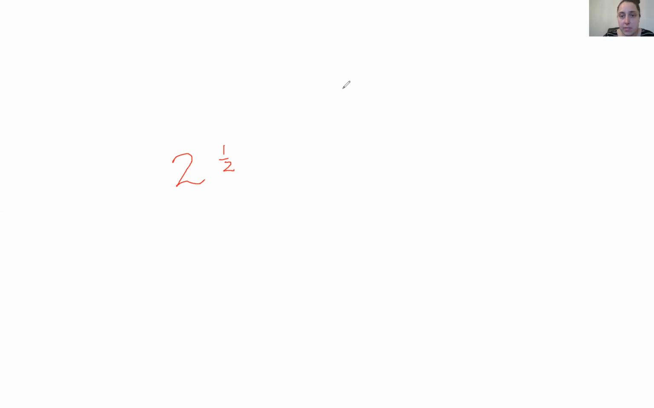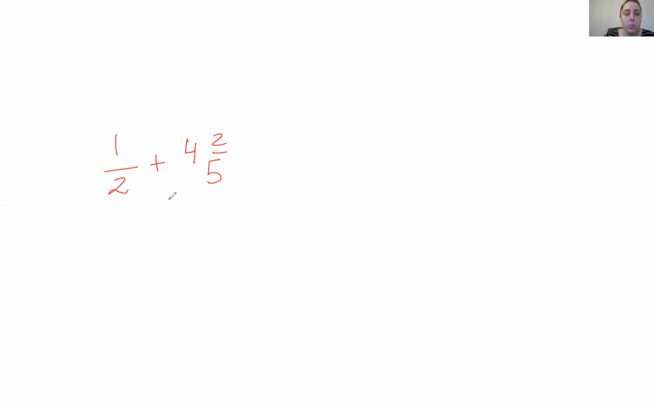So I'm just going to clear this and I'll do an example of addition and then an example of subtraction. Then you should be good to answer your questions for today. So let's do the first one. We'll do 1/2 plus 4 and 2 over 5.